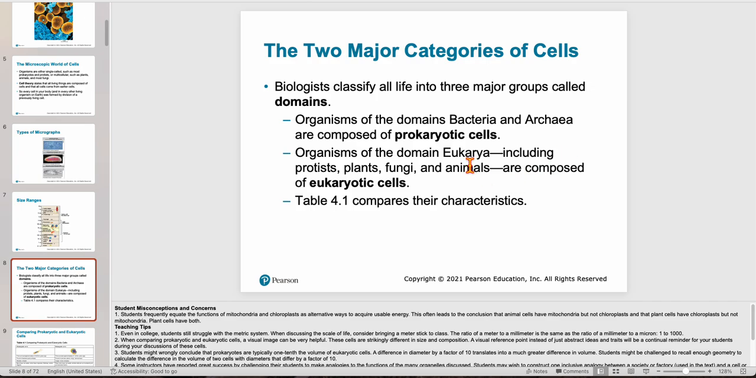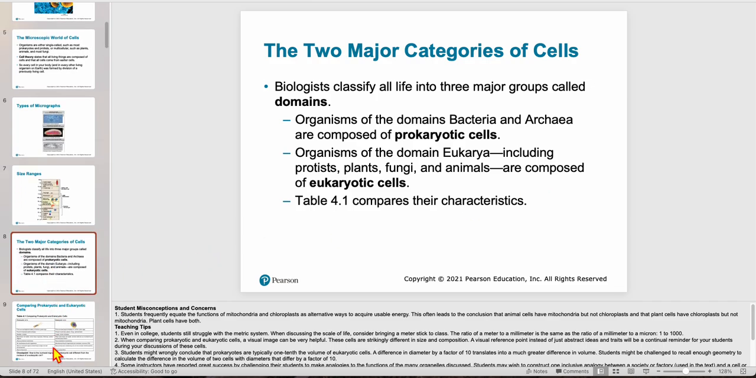Then we have a third category here called eukaryotes. And eukaryotes are the protists, the plants, the fungi, and the animals. This slide is always being asked on a test. So bacteria and archaebacteria are prokaryotes. Eukaryotes are the protists, the plants, the fungi, and the animals, such as us. Okay. So this will always be asked on a test.